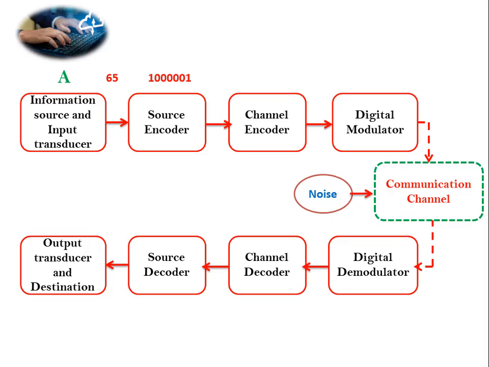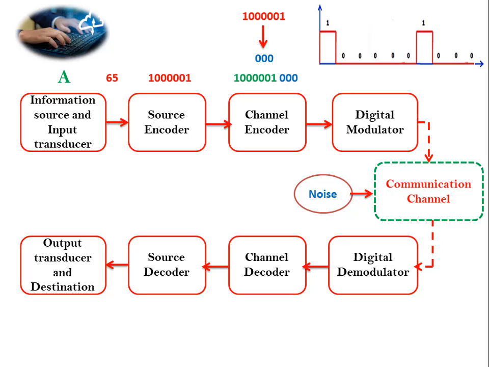In the next step, the channel encoder receives the output of the source encoder and adds extra parity bits in front of the data bit stream. Here you can see 3 extra parity bits are added in front of the data bit stream, so that the output of the channel encoder is this. Now this newly generated data bit stream is represented in a suitable electrical signal format and transmitted to the receiver side through the communication channel. But at the receiver side, the signal transmitted by the transmitter will get distorted due to the external noise added in the communication channel.